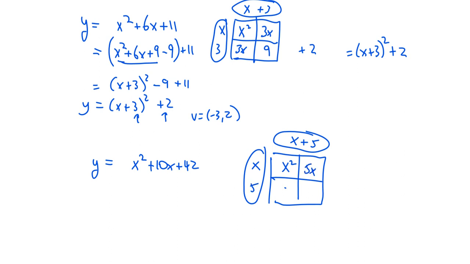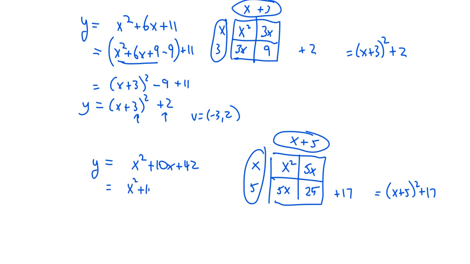And so here we have our 5x and 5x, and they add up to 10x. Now if I fill in the last box, I get 25. But my expression said 42, not 25. So I've got to make the adjustment. I've got to add the difference. So I've got to add another 17, which means I can write this expression as (x + 5)² + 17. Let's do it without the area model.